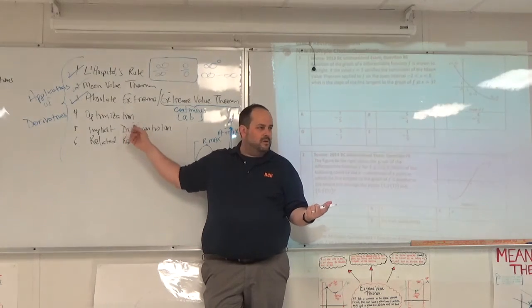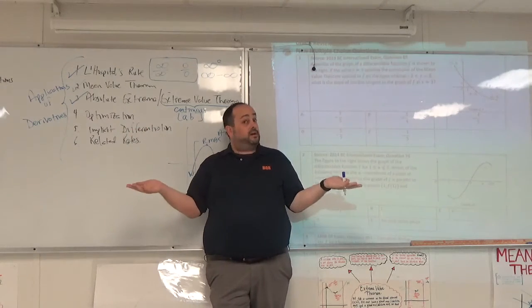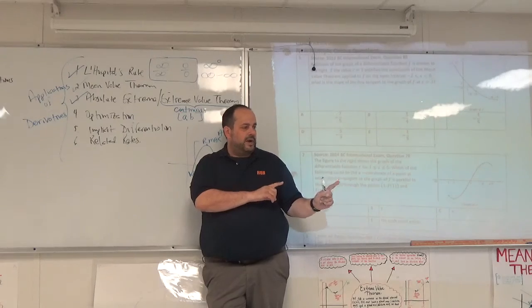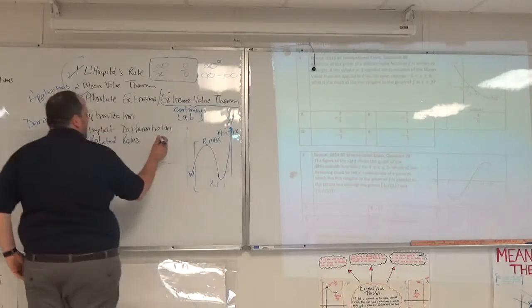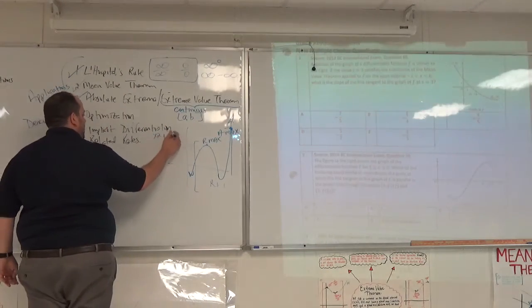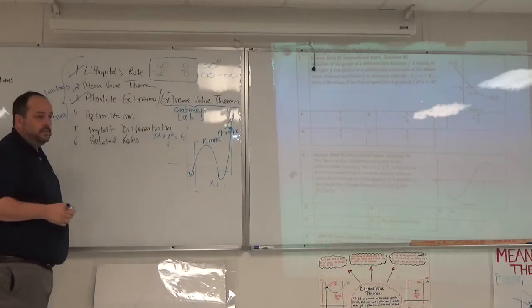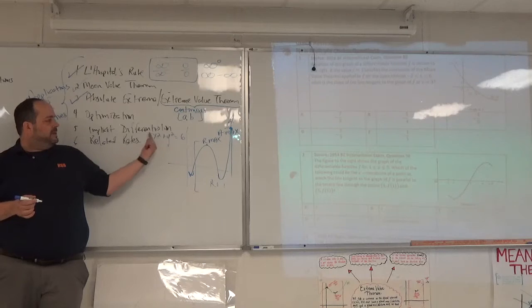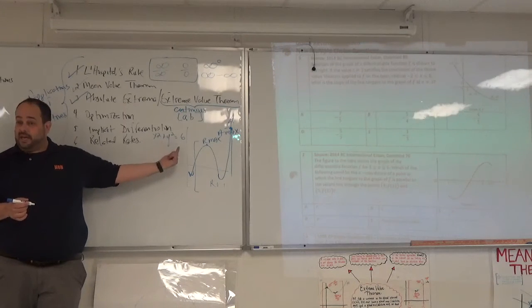How do you know you're doing implicit differentiation? There's usually two variables on the same side of the equation. Things like x squared plus y squared equals 6. This is an implicitly defined curve because the x and the y are on the same side.